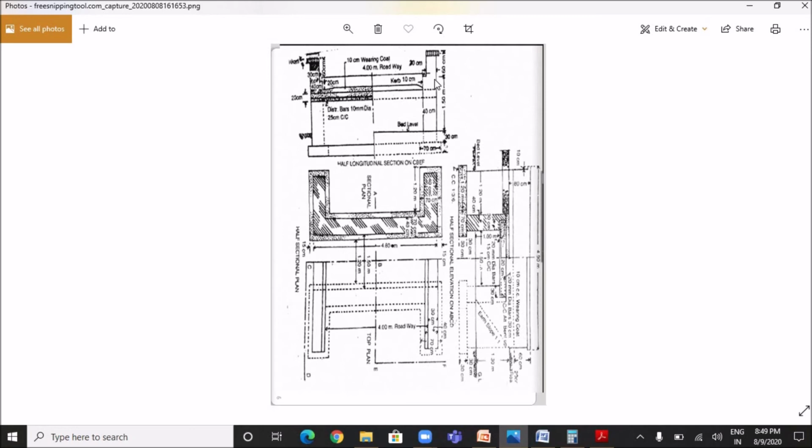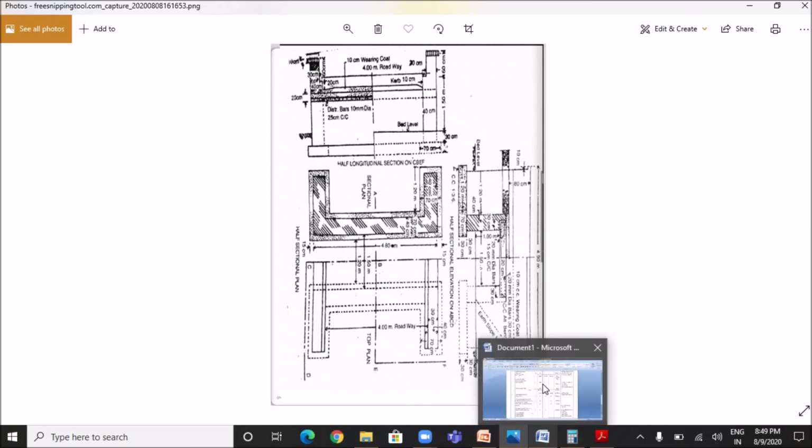Here first we have to do the pointing work for the 40 centimeter breadth parapet. So the breadth is 40 centimeter and the height for which pointing work is to be done is 20 centimeter. And for 30 centimeter breadth parapet, the height for which the pointing work is to be done excluding the coping is 60 minus 10 centimeter equals 50 centimeter. So let's quickly fill the table.